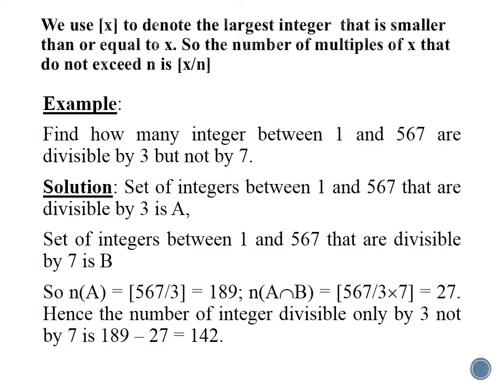Here the question is the integers between 1 and 567 that are divisible only by 3 but not by 7. So we are excluding all the numbers that are divisible by both 3 and 7. So the answer is 189 minus 27, equal to 162.